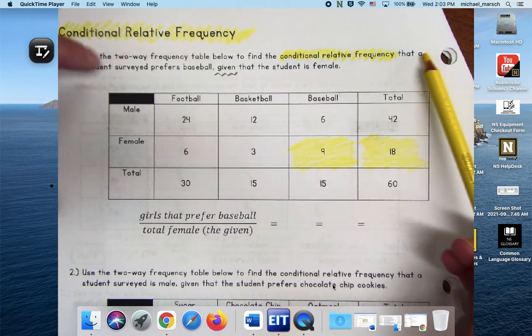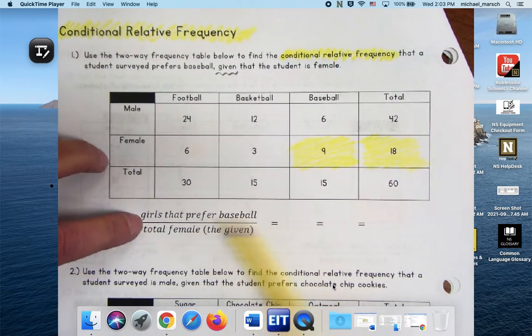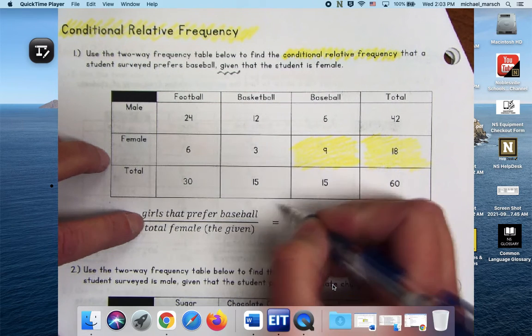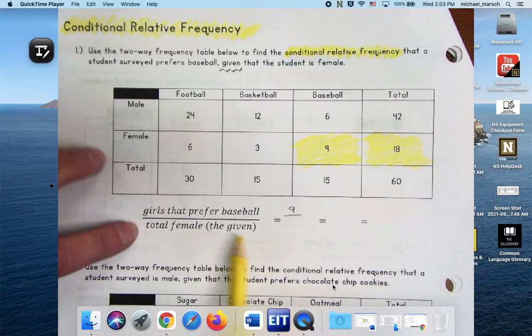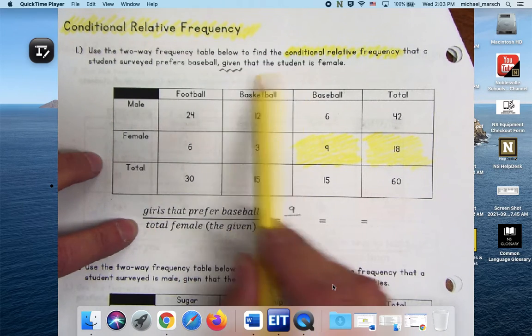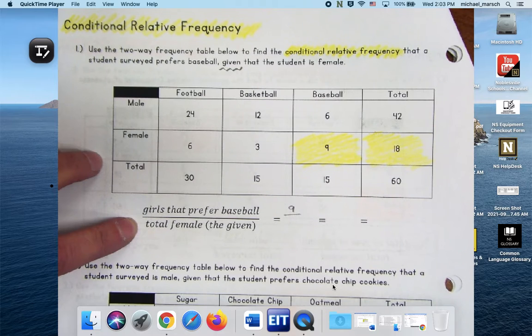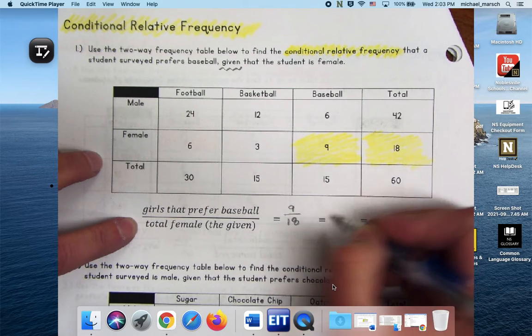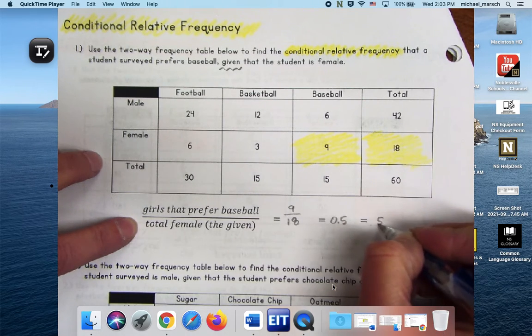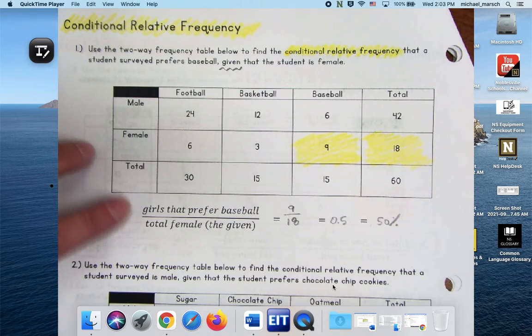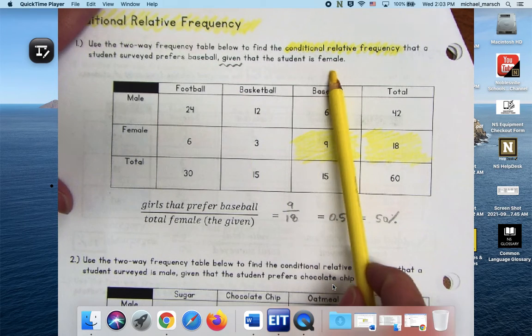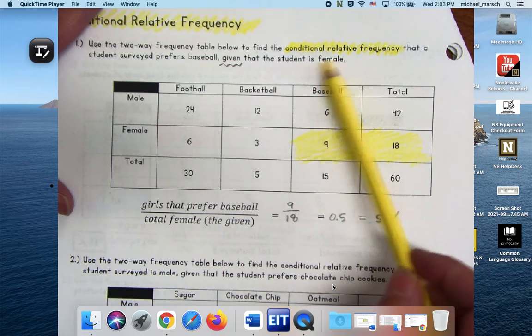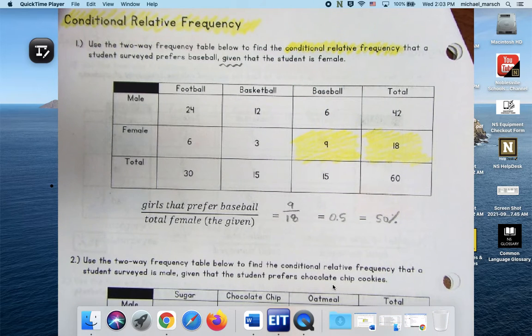So we put the two parts together, baseball and female. Great. That's our numerator, which is 9. And then the denominator, this is where people get thrown, is the total girls, given that the student is female. So that's how we get the 18. So we have 0.5, which is 50%. So again, that given is super important because that becomes your denominator. The total of whatever the given category is becomes your denominator.